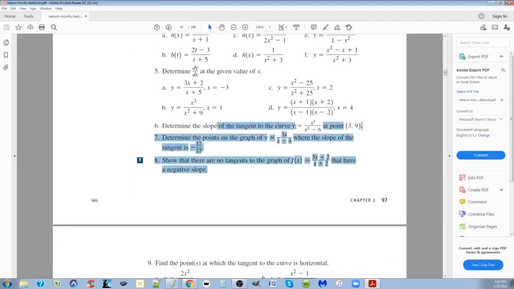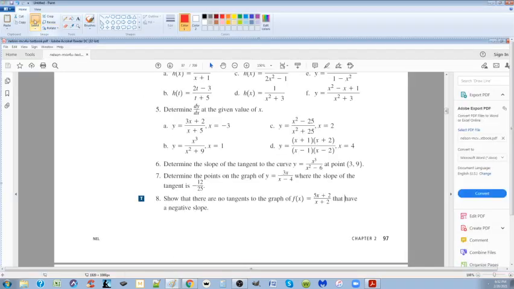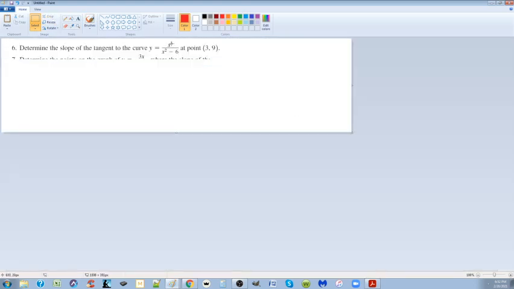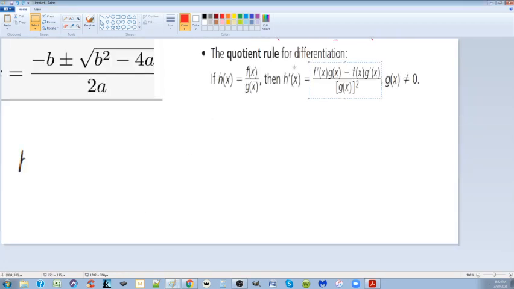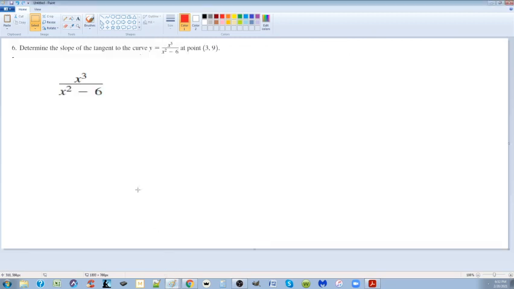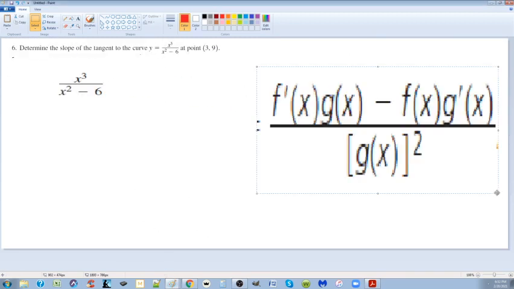All right. Determine the slope of the tangential curve at this particular point. Well, we just did that. Same steps. You take your formula. You make a nice clear copy of your formula. You pull up your nice clean copy of your quotient. Make it big. You assign f of x to the top one. Then you assign g of x to the other one.